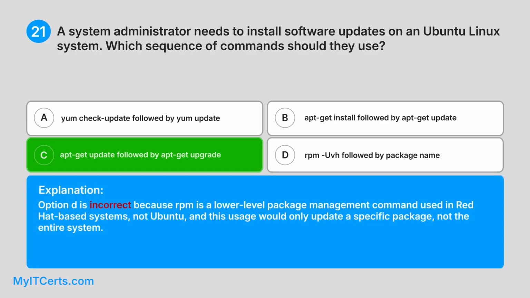Option D, rpm -Uvh followed by package name, is incorrect because RPM is a lower-level package management command used in Red Hat-based systems, not Ubuntu, and this usage would only update a specific package, not the entire system.